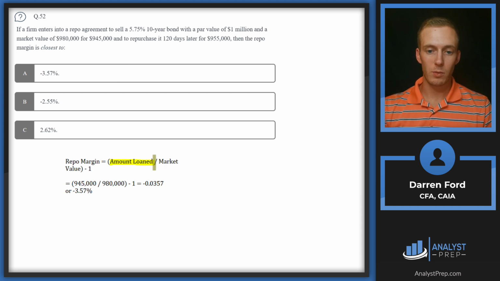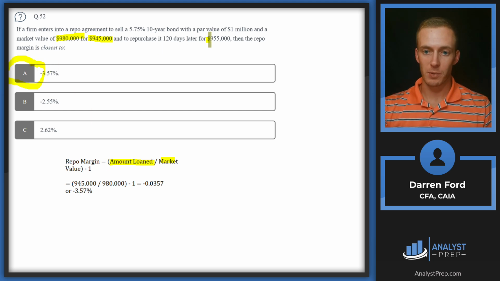So our amount loaned is going to be that 945, since it's telling us that we're selling the repo agreement par value, and then it says we're selling it for that 945. So that's going to be the amount loaned. Market value is going to be given right here as well. And so we see that, then we subtract 1 off that. So we've got 945 over 980 minus 1 gives us minus 3.57%. So we'll go with answer A.